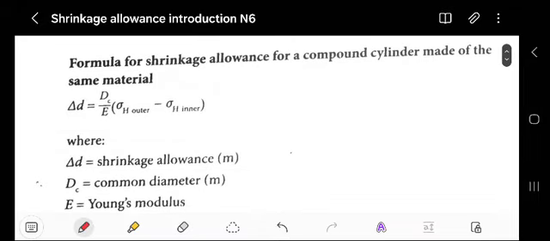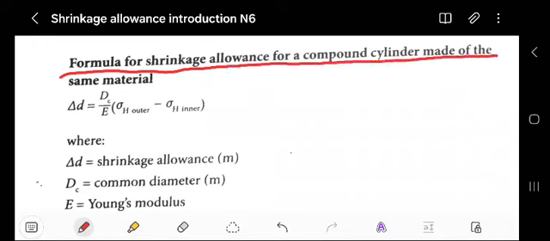Here is the formula for shrinkage allowance for a compound cylinder made of the same material. Check there, take note: same material.